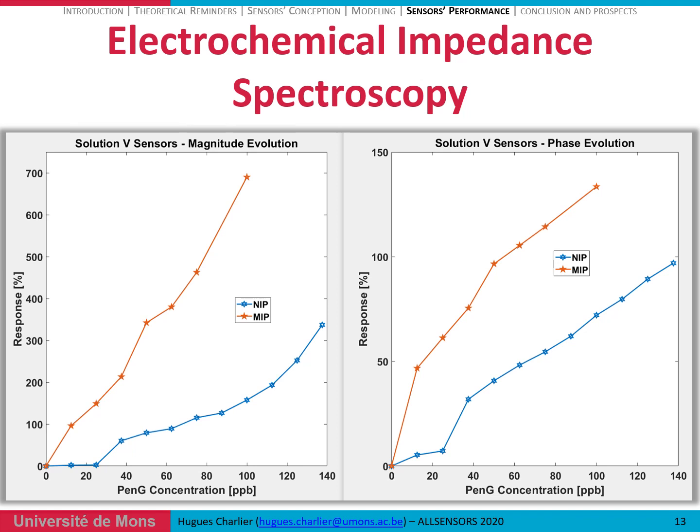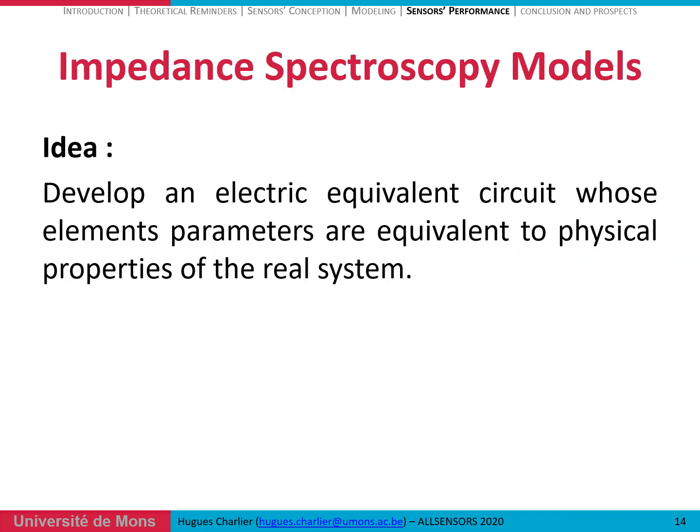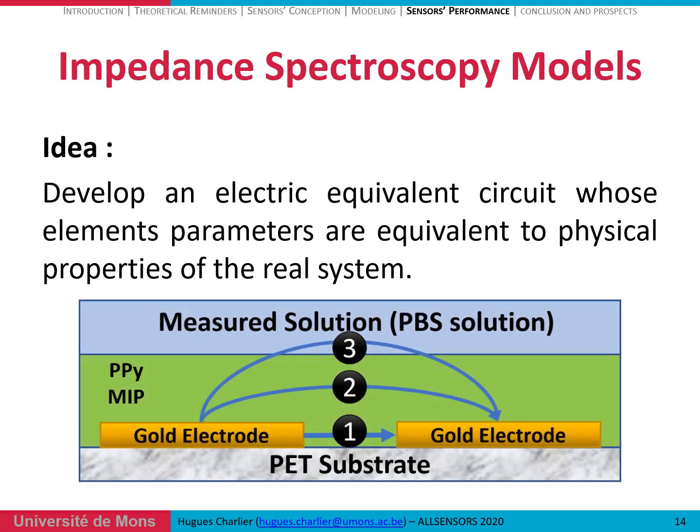Now that we have our results, the idea is to use what we call impedance spectroscopy models. So in particular, we will try to develop an electric equivalent circuit whose element parameters are equivalent to physical properties of the real system. So what does it mean? It means that at first we will try to consider the different paths a charge can use to go from one electrode to the other.